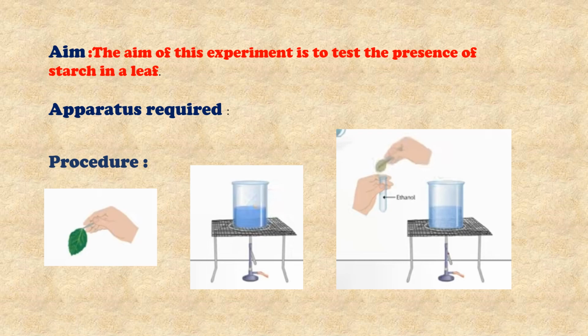Now, boil the leaf in the methylated spirit over a water bath till it becomes pale white color. Due to the removal of chlorophyll, the leaf appears pale white color. By removing chlorophyll, we can easily observe the change of color while conducting the test of iodine.